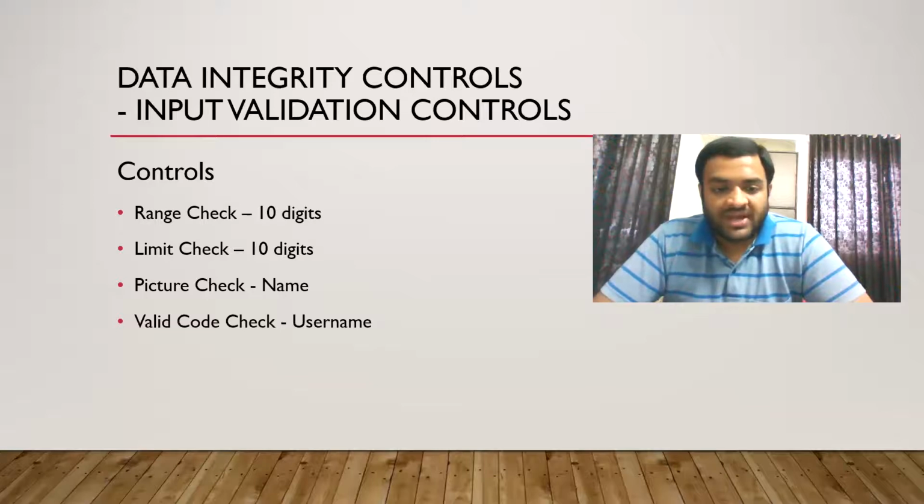Then valid code check. For ISCA students, we will have the roll numbers as ISCA 01, 02, 03. For advanced ITT students, we will have AITT 01, 02, 03. That will be the coding we will use for understanding the usernames and the course of the student.